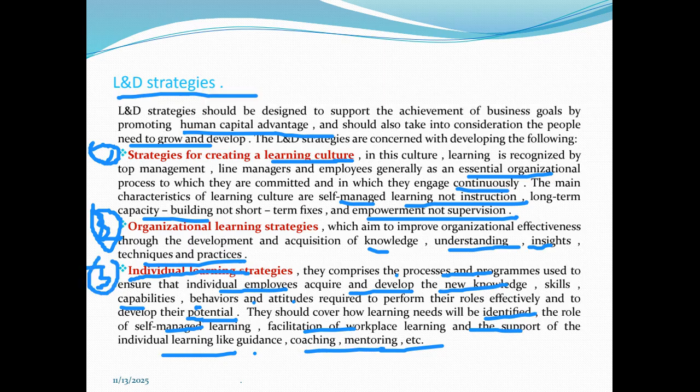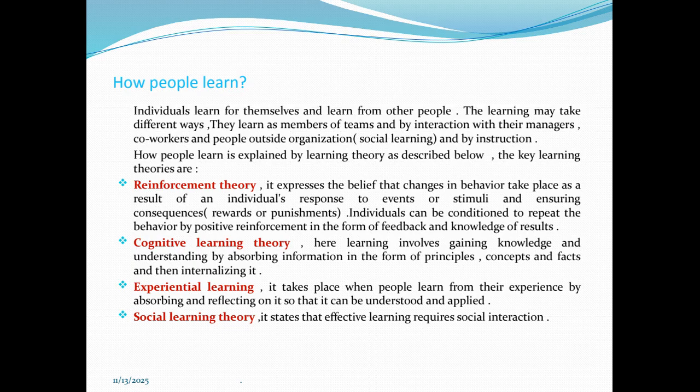Okay, how people learn. That's a great theory. So we have to understand the process through which people learn, because as human beings, our mind is always at work, always thinking and analyzing things that are happening around us. So there can be formal learning, and there can be informal learning. All these things happen. So individuals learn for themselves, or learn from other people. The learning may take different forms. They learn as a member of a team, or by interaction with managers, co-workers, and people outside the organization, like social learning, and by instruction.